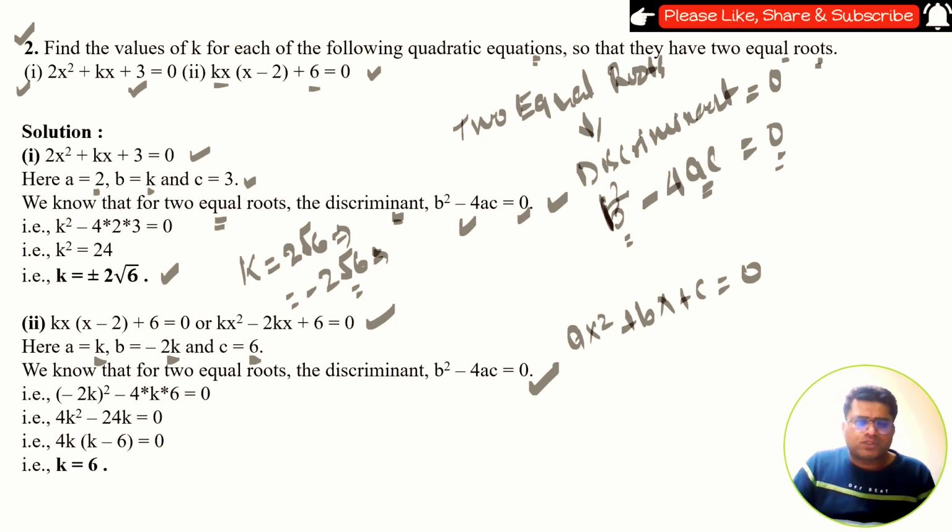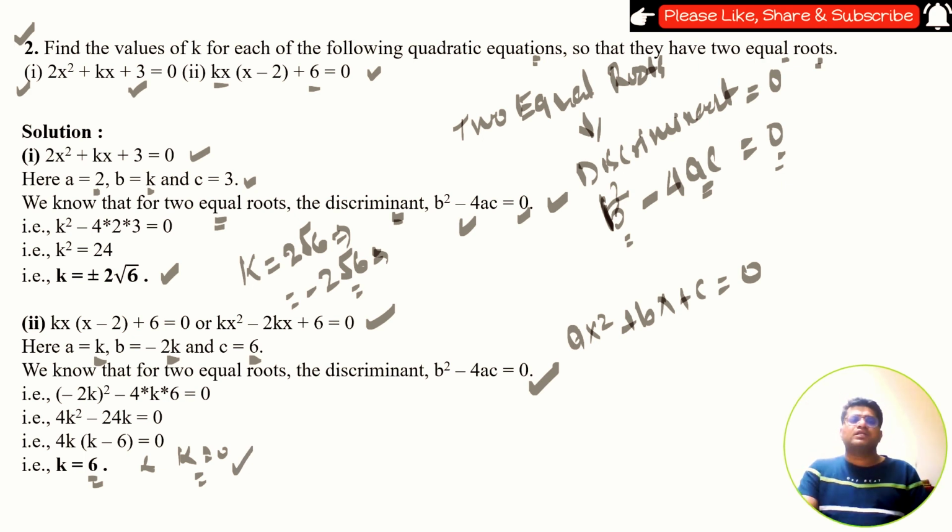And after solving this equation, we find k is equal to 6 and k is equal to 0. But we will not consider 0. If we consider 0, this will not be a quadratic equation. It means we will take 6. In the case of k, k will be 6. Then the given equation will have two equal real roots. I hope you understand this problem.